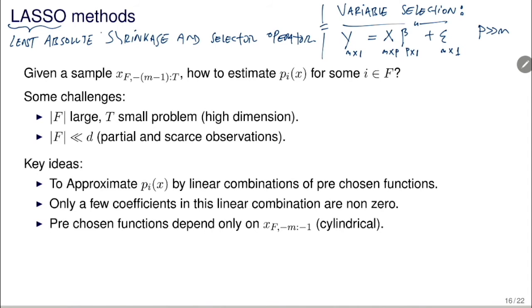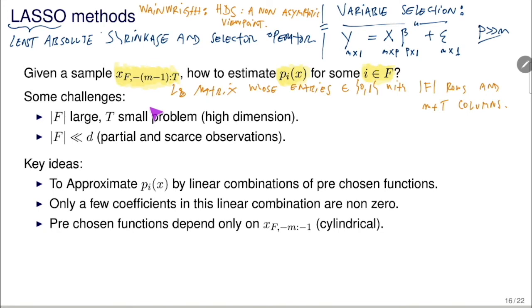One of the main reasons that the lasso method became very popular is that it's able to solve this question in this high dimensional setup. So it's able to correctly identify the non-null coefficients of the vector beta. If you want to know more about lasso methods in the regression framework, I really recommend the book by Wainwright, High Dimensional Statistics: A Non-Asymptotic Viewpoint. In what follows, we shall see how to apply the lasso method to the problem of estimating the function pi of x for some I in F, so for a given neuron in the set F, from a sample xF from time minus m minus 1 up to t.